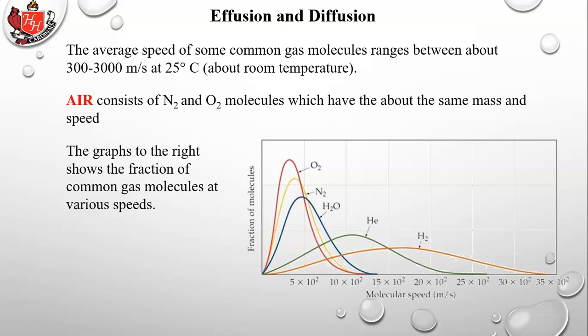Then we get to H2O. H2O has a molar mass of 18 grams per mole, so it's kind of fast. Nitrogen's a little bit slower, it's 28 grams per mole, and oxygen is a little bit slower than nitrogen, it's 32 grams per mole. Basically, the fraction of the molecules is what's under those curves. So the further to the right, the faster.